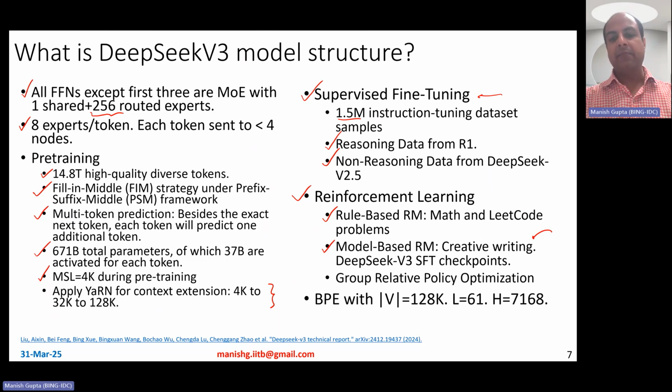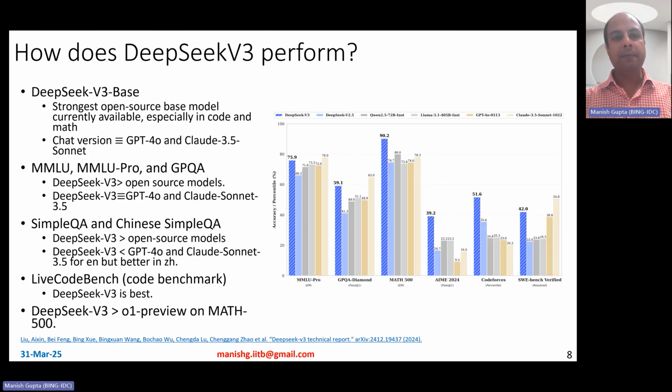Their subword embedding is BPE based, byte pair encoding, with 128K vocabulary size. Their entire main model has 61 layers with a hidden dimensionality of about 7,000. So how does DeepSeek V3 perform? DeepSeek V3 performs really well.